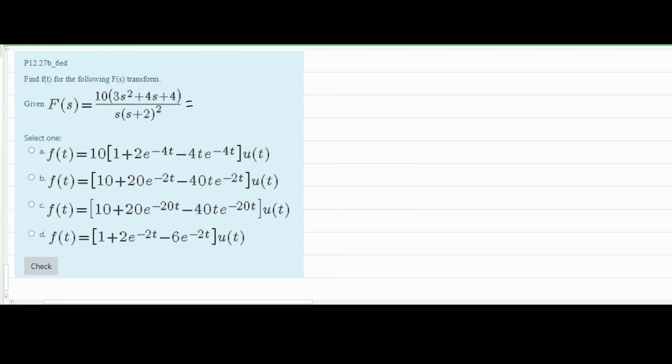We know from differential equations we can set this equal to A over s plus B over s plus 2 plus C over (s plus 2) squared. Now, what we are going to do after this is multiply both sides by s times (s plus 2) squared. That way we can cancel out the denominators.